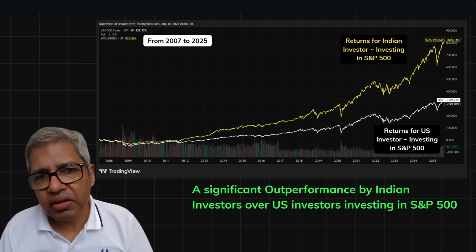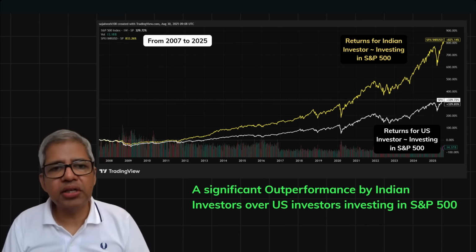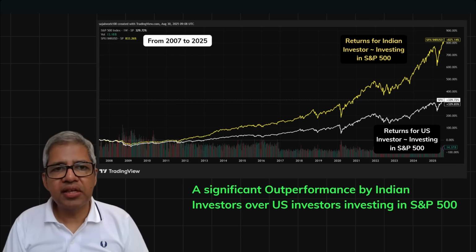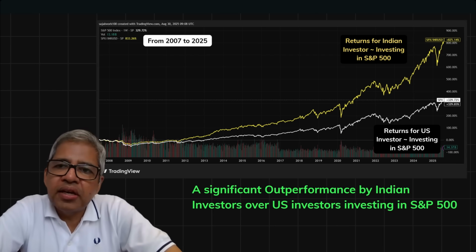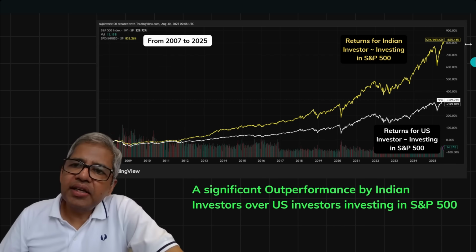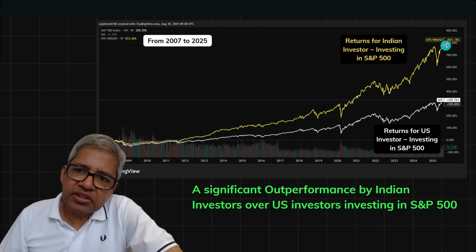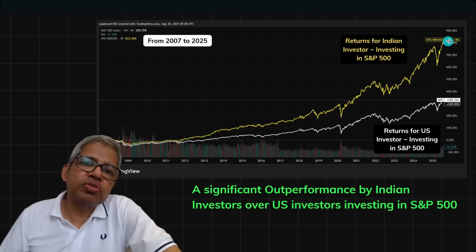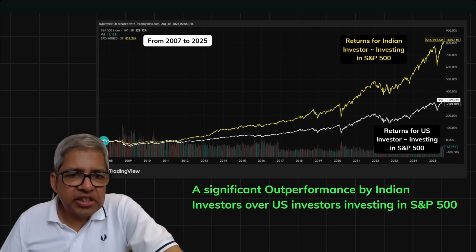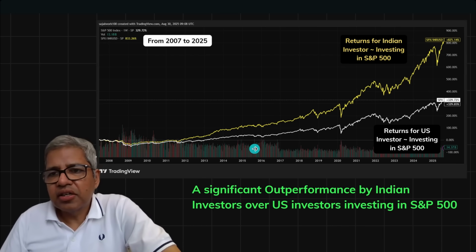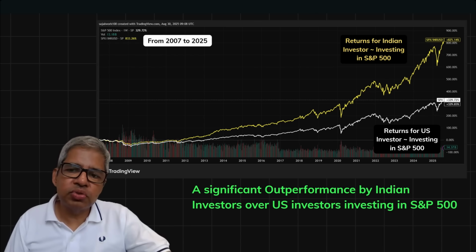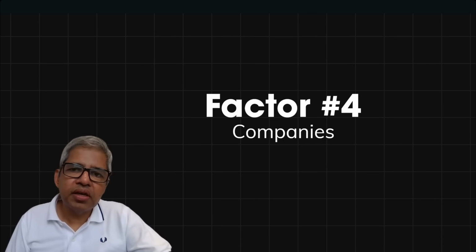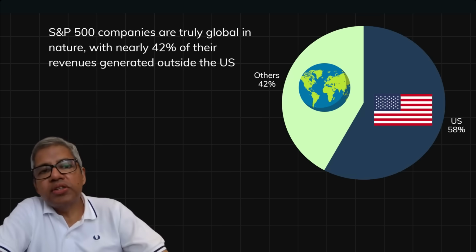But even when we look at this chart in dollar terms, S&P 500 versus the S&P in rupee terms, we find that the returns for Indian investors investing in S&P 500 are also superb. This chart is from 2007 till currently. So what we are seeing is that significant outperformance has been there by Indian investors over US investors investing in S&P 500.